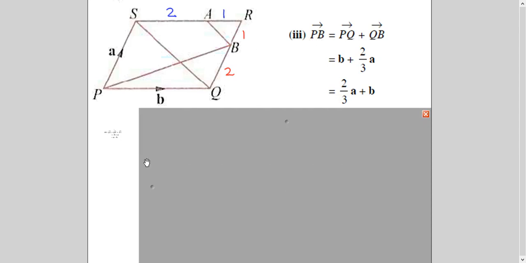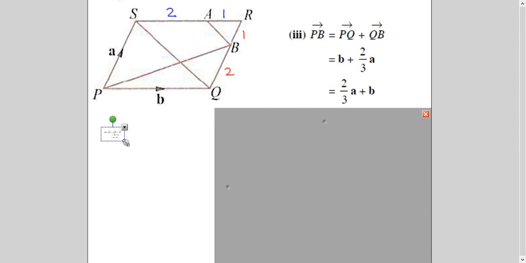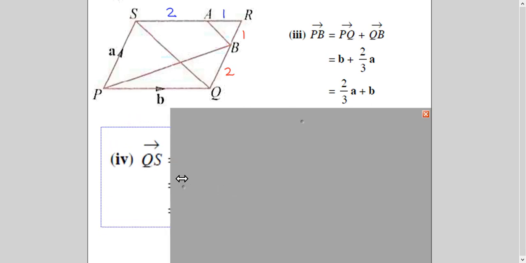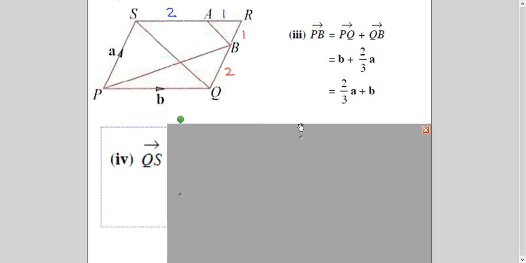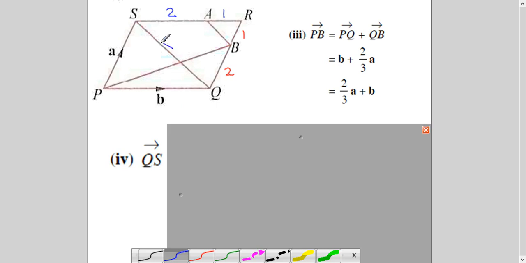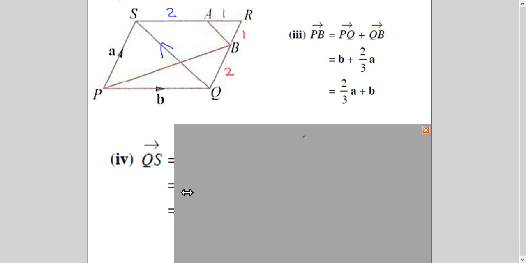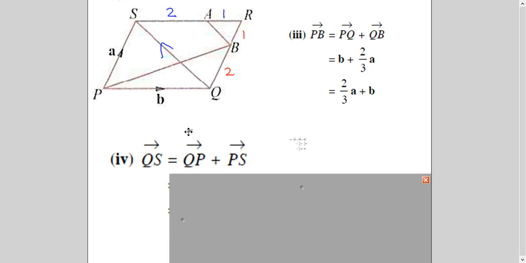Now the next part is talking about QS. What is QS? Now if you see here, QS is this way. Direction is very important. Remember it. Now we are talking about this direction, Q to S. You can go this way, QR plus RS, or you can go QP plus PS. Both are okay, right? So this is how you will go. And how will you write it here now? QS is equal to QP plus PS.